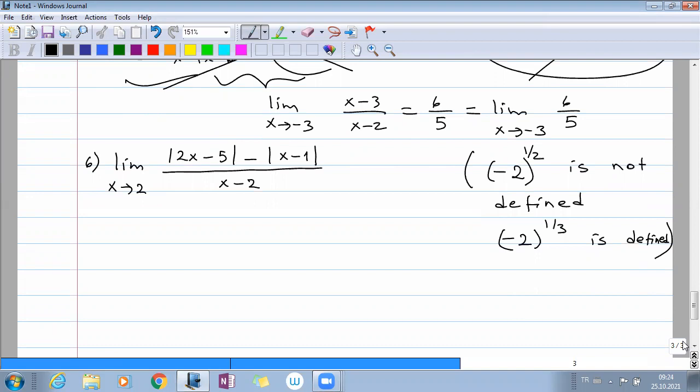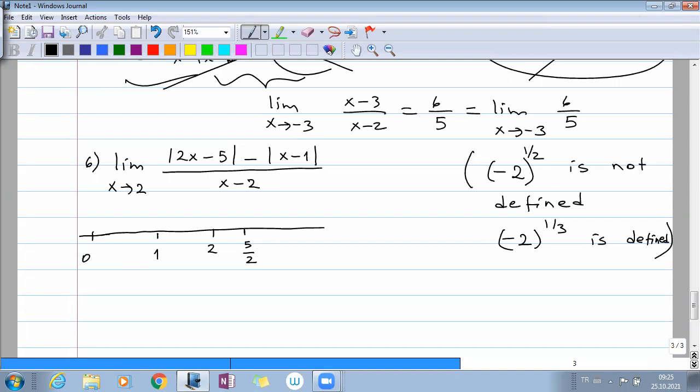Because in the numerator, we have absolute value. In the first absolute value, at x equals 2, 2x minus 5 is minus 1. So around the point 2, 2x minus 5 is negative. 2x minus 5 is 0 at 5/2. So here is 2, here is 5/2. And the second absolute value, x minus 1, is 0 at x equals 1. Let's say this is 0.